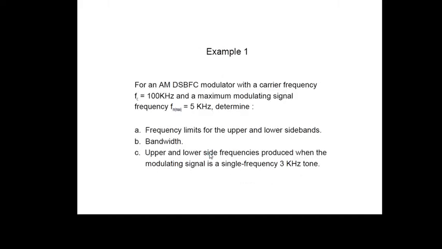Here we take an example for an AM double sideband full carrier modulator, with carrier frequency 100 kHz and maximum modulating frequency 5 kHz. So the frequency of the carrier FC is 100 kHz and the frequency of the modulating signal FM is 5 kHz. Determine the limits of the upper and lower bands of frequency, the bandwidth, and the upper and lower sideband frequencies when the modulating signal frequency is 3 kHz.